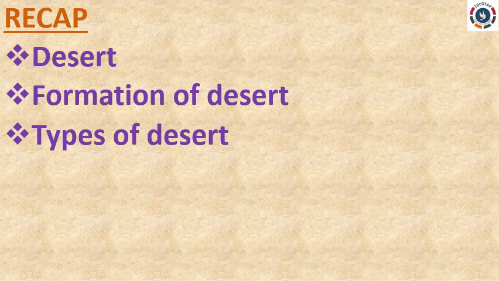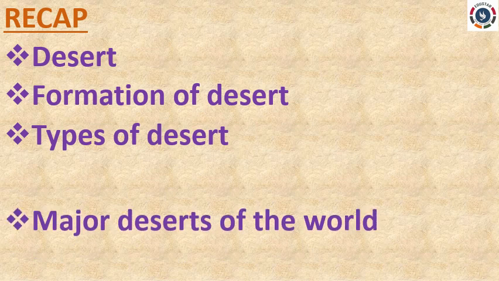Next is about types of desert. Deserts are of two types, hot and cold. Example for hot desert is Sahara Desert and example for cold desert is Gobi Desert.